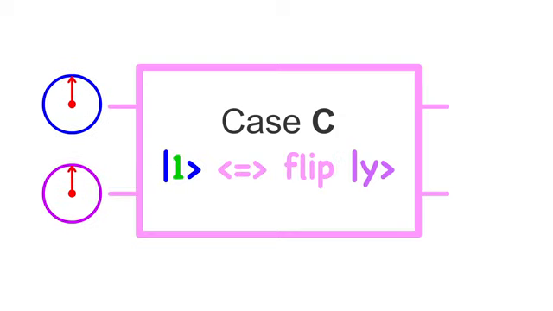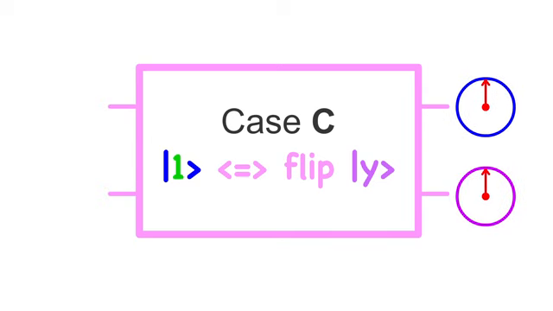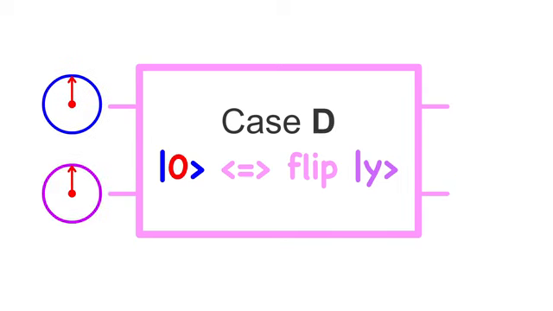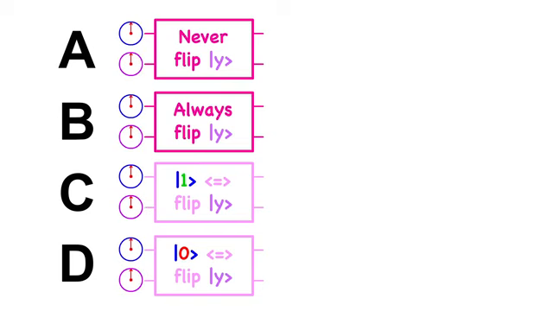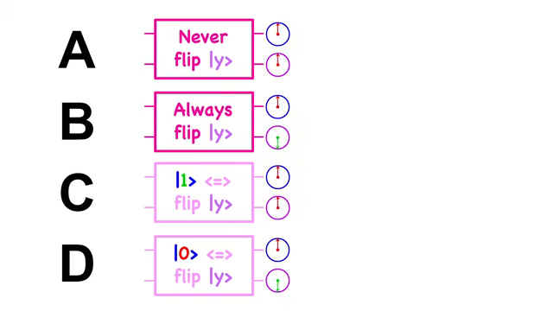In case C, qubit y would only flip if qubit x is a 1. Qubit x is not a 1, so it's unaffected. In case D, qubit y would only flip if qubit x is a 0. Qubit x is a 0, so it does flip. So the result will only ever be 0, 0 or 0, 1.